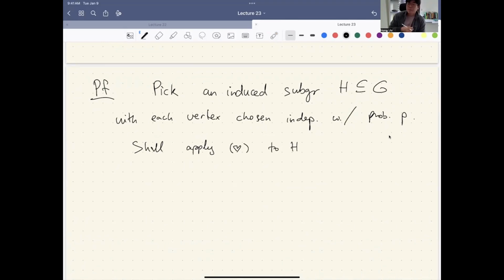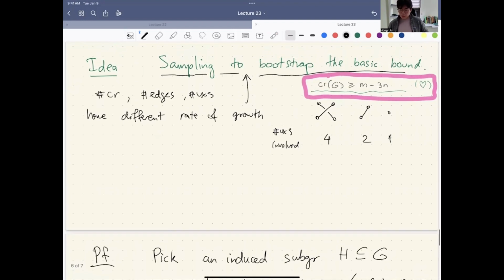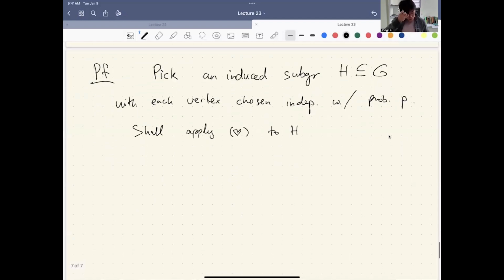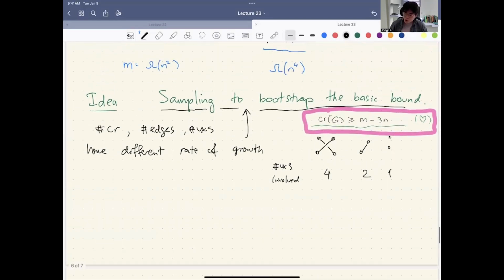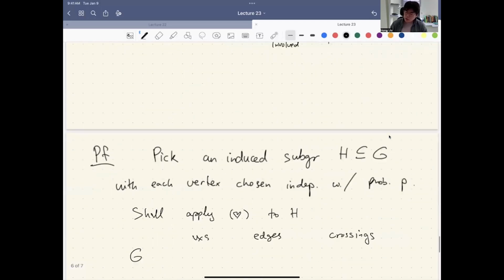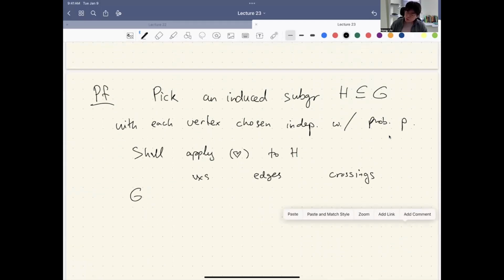So let's first estimate in expectation the number of crossings, number of edges, and number of vertices in H. So we have G, vertices, edges, crossings, right? So we want to prove a lower bound on the number of crossings. Let's take an optimal drawing, of course. You fix the optimal drawing. Now you do this random sampling. Number of crossings, let's say, is t. Number of edges is m. Number of vertices is n.